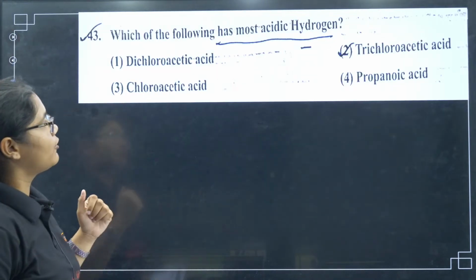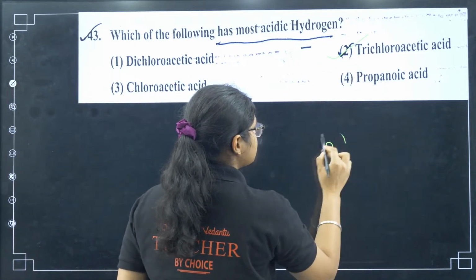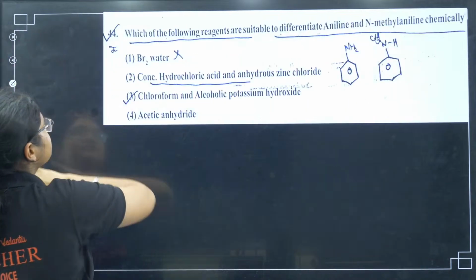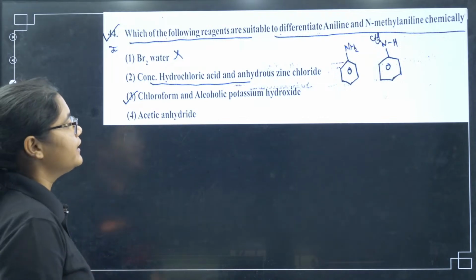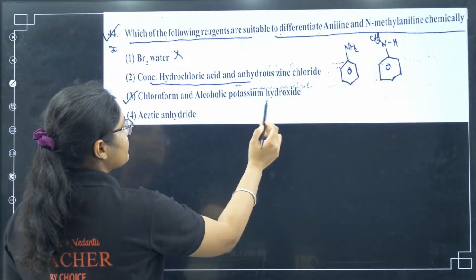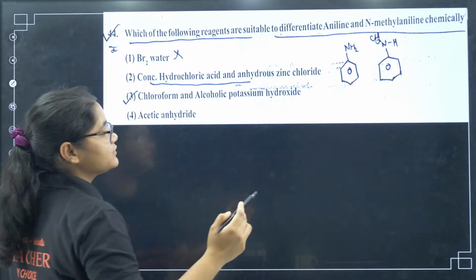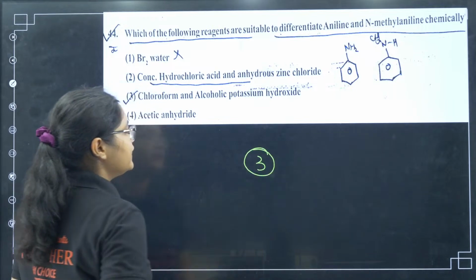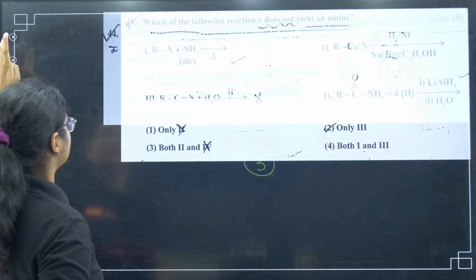Next we have, which of the following is the most acidic hydrogen? Obviously trichloroacetic acid, due to the presence of electron withdrawing groups. Next, which of the following reagents are suitable to differentiate aniline and N-methyl aniline chemically? We can use chloroform and alcoholic potassium hydroxide, because aniline will give you isocyanide, which can be easily detected, a test for primary amine, so option number 3.